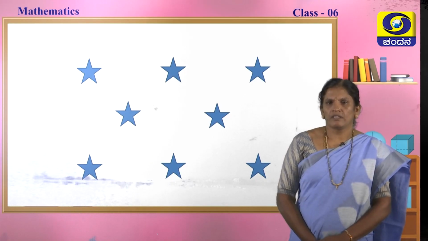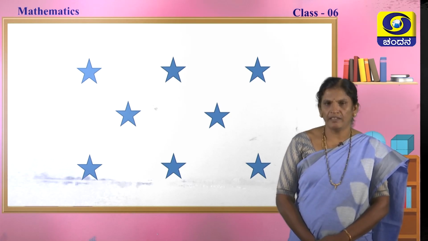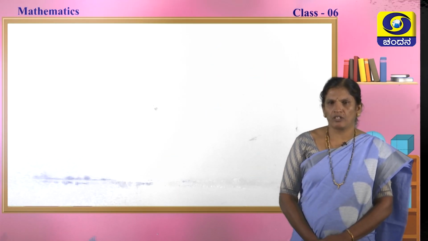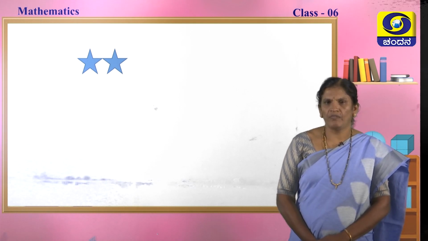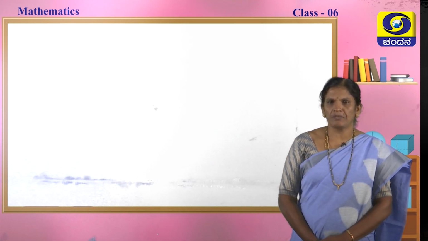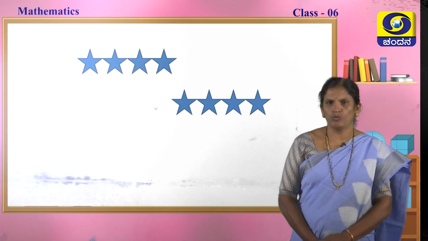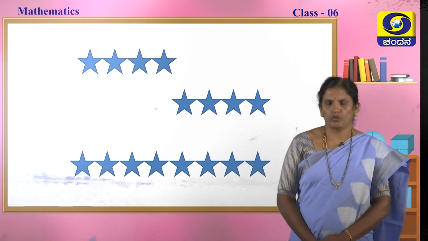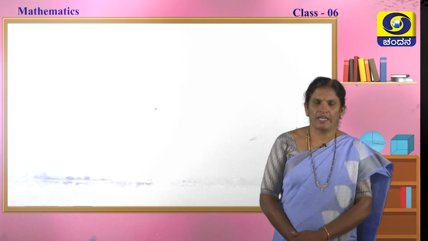Now, this is an example for factors again. Count the number of stars. 1, 2, 3, 4, 5, 6, 7, 8. There are 8 stars. If we group those stars 2's in one group, we get 4 groups. If we group the same stars in 4's in each group, we get 2 groups. If we group the same stars 8 in one group, we get one group.